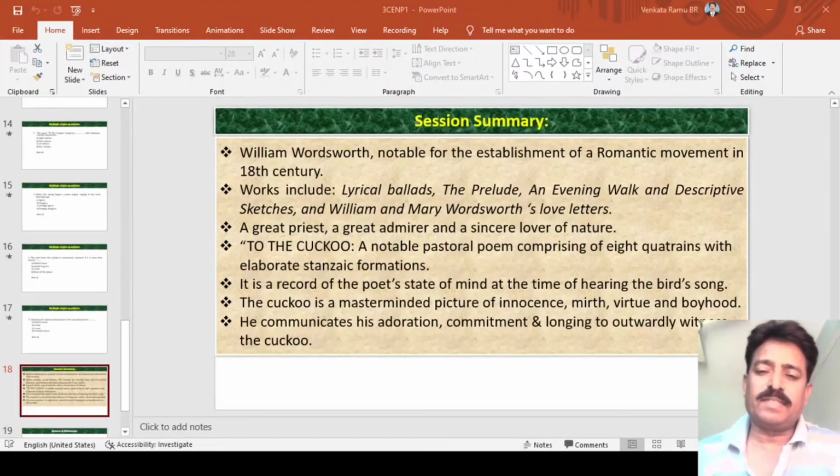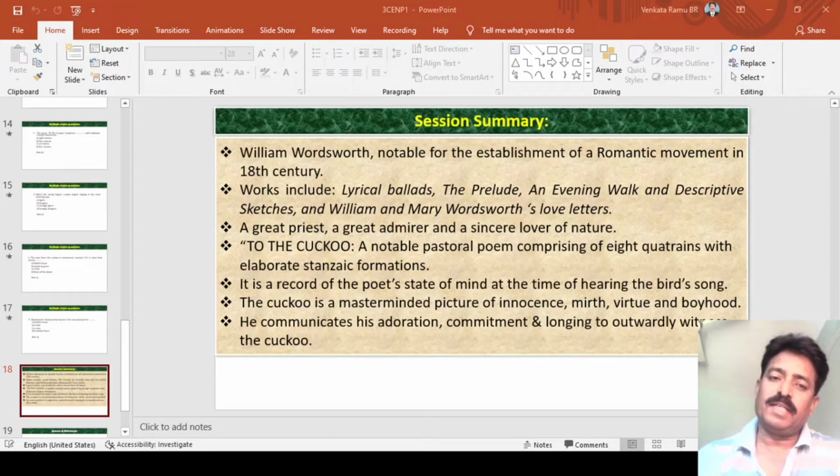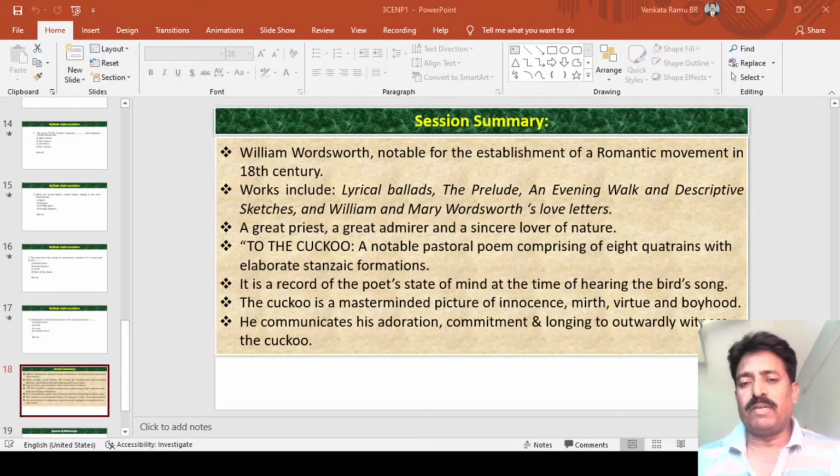At the end of this session, let us remember what we have learned. The first thing we learned is William Wordsworth, a notable poet for the establishment of the Romantic movement in English literature in the 18th century. His works include Lyrical Ballads, The Prelude, An Evening Walk, Descriptive Sketches, and William and Mary Wordsworth's love letters. William Wordsworth is a great priest, a great admirer, and a sincere lover of nature.